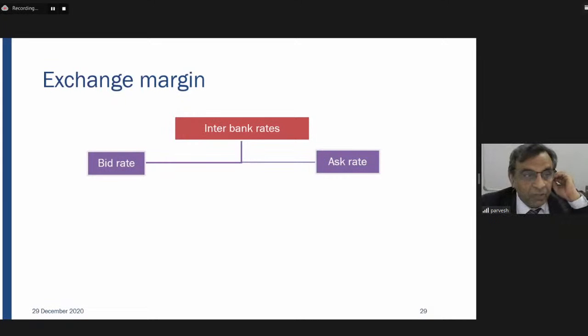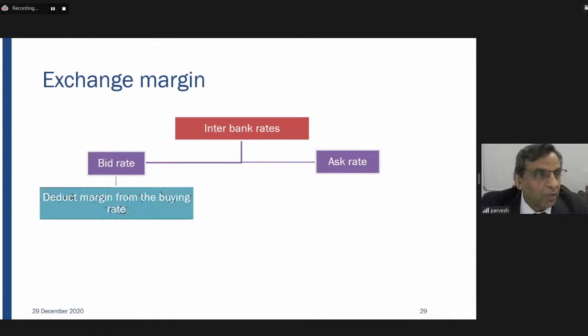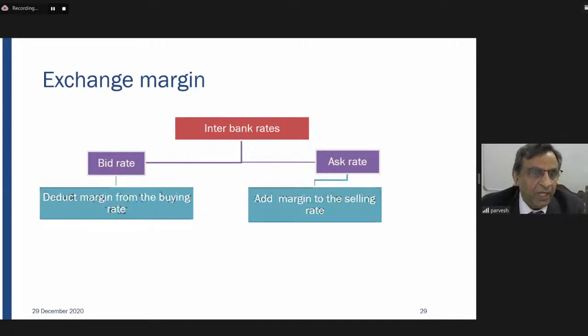Now this is very important. Please focus. For the interbank rates, we have the bid rate and the ask rate. Deduct the margin from the buying rate and add the margin to the selling rate. So this is the logic which I just explained. In the bid rate, you are an exporter. You're the person who's going to the bank and selling your foreign currency, either dollars or euros, whatever. So the bank is going to deduct the margin, because they want to make money on that. They are not going to take your dollars at the interbank rates. So they are going to give you a little less than that.